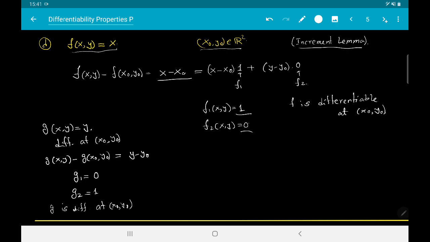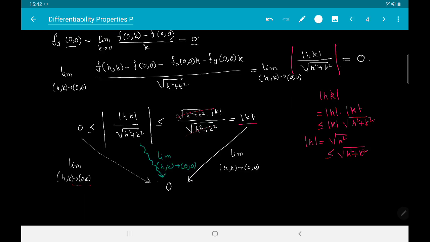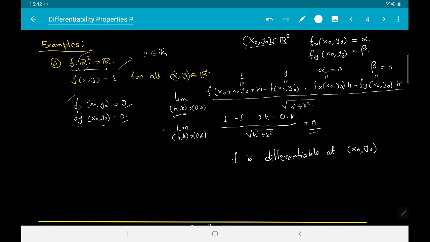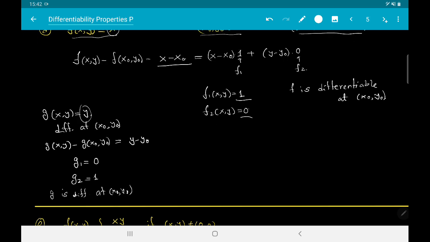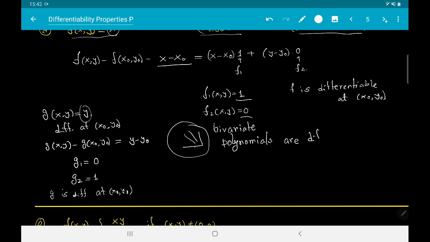So this was a fairly simple example, but why did I choose to do that? Some of you may have already guessed that if we know that x and y are differentiable functions, and we also know that the constant functions, like we have seen in our first example in the previous slide, are differentiable, we can use our algebraic properties to say that a polynomial is differentiable. So a consequence of all these discussions is that polynomials, or let me be precise, bivariate polynomials are differentiable.